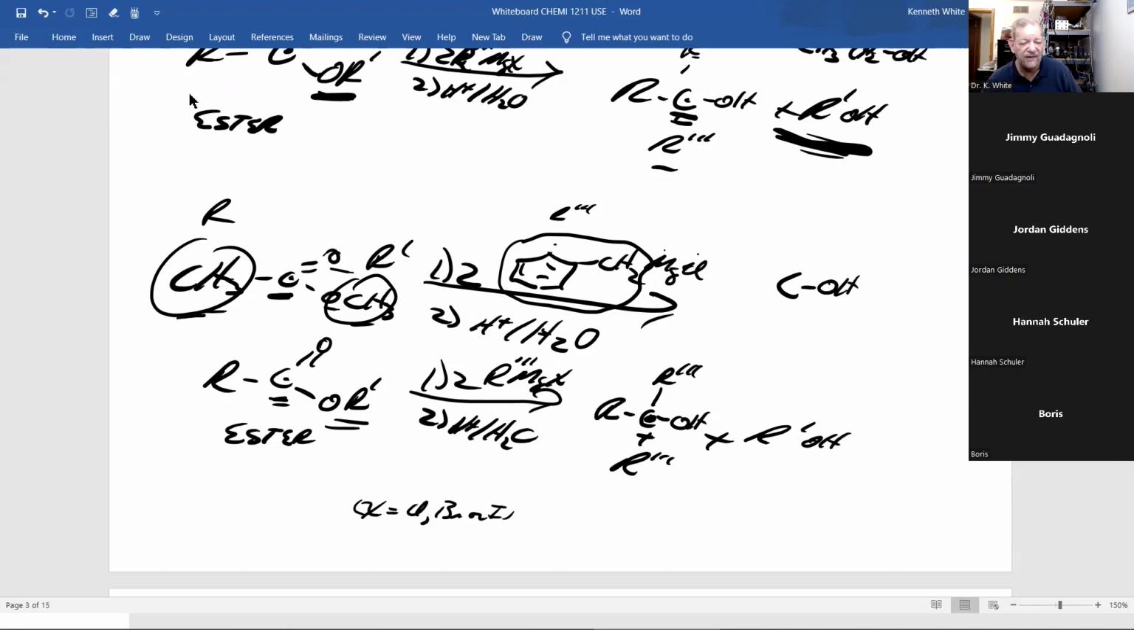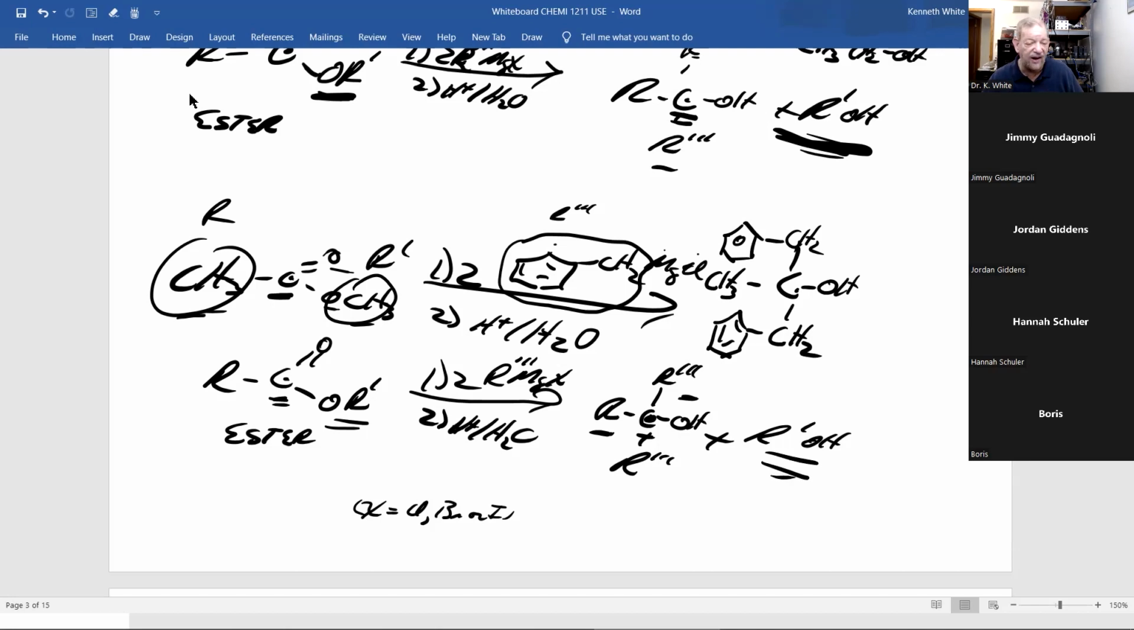What's R? Methyl. What's R triple prime? A benzene ring with a CH2. By the way, that's called a benzyl group, but I'm not going to ask you to learn that. So I'm going to do one, and then another one, my second R triple prime. All right, that's the first alcohol.